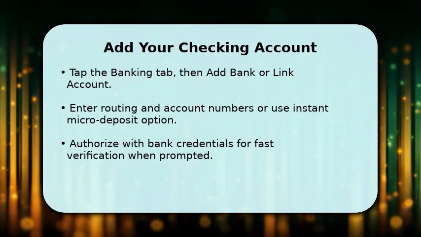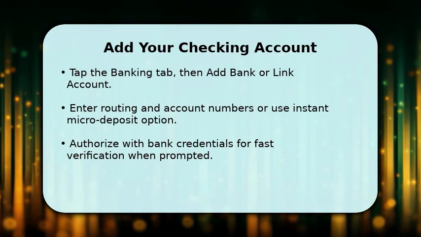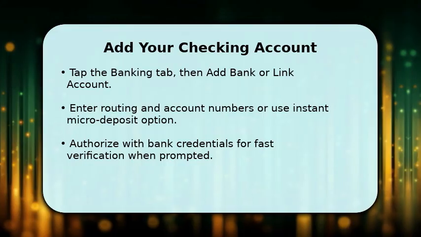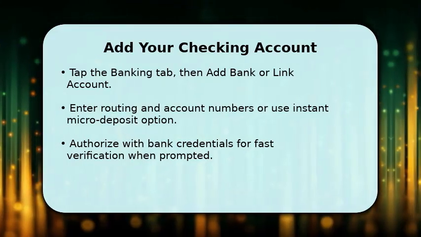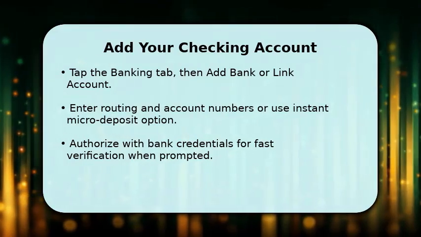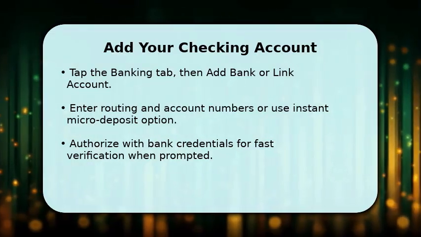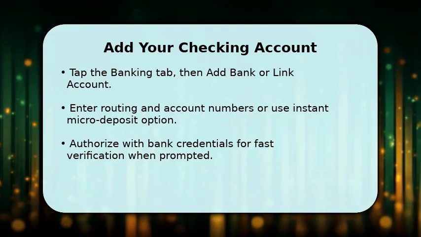Next, tap the Banking tab and choose Add Bank or Link Account. This starts the connection flow. You can either type your routing and checking account numbers manually or select the instant verification option that asks for your bank login credentials. The latter is faster because it authenticates directly.